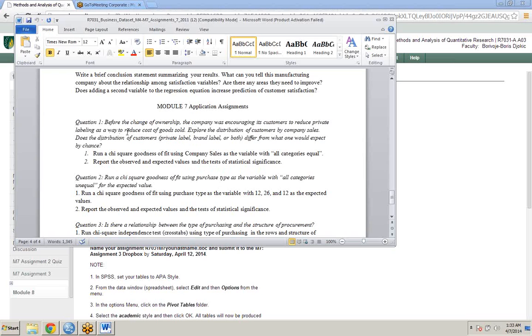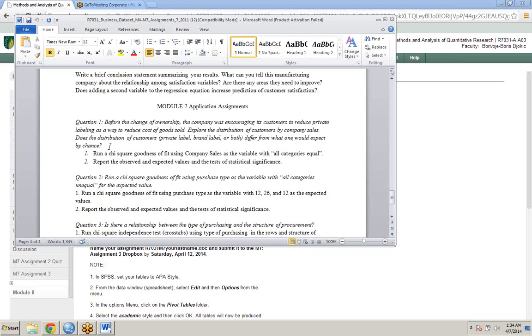So if we look at question 1: before the change of ownership, the company was encouraging its customers to reduce private labeling as a way to reduce cost of goods sold. Explore the distribution of customers by company sales. Does the distribution of customers, private label, brand label, or both differ from what one would expect by chance? And they're telling us how to run it: run a chi-square goodness of fit using the company sales variable with all categories equal.